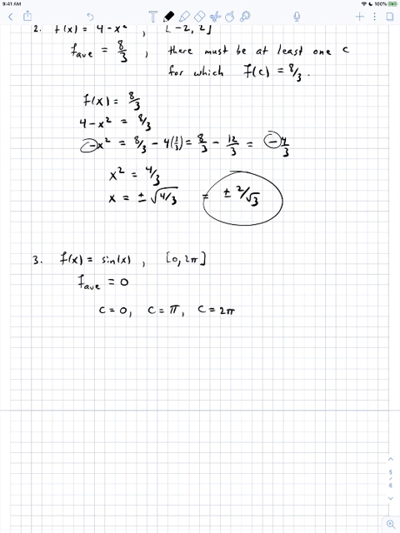There are, of course, other values for which sine of x will equal 0, but we're only interested in the values inside the interval. That's all we're interested in here.